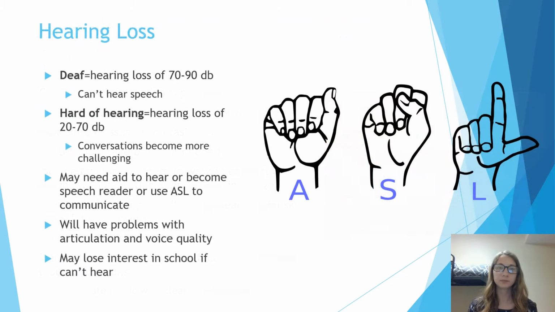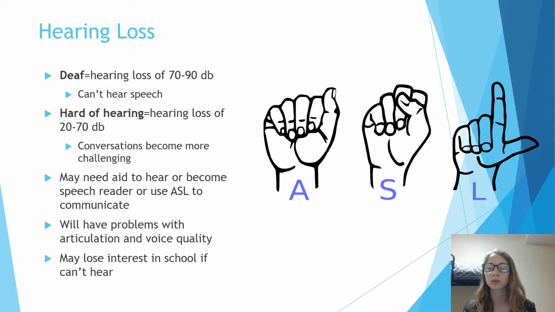Then there's hearing loss, which would include people who might be deaf, which would mean having a hearing loss of 70 to 90 decibels. These people can't hear speech at all, so they'd have to read your lips or something like that in order to understand what you're saying. And then there's hard of hearing, which is a hearing loss of 20 to 70 decibels, and this is where they can still kind of communicate with speech.